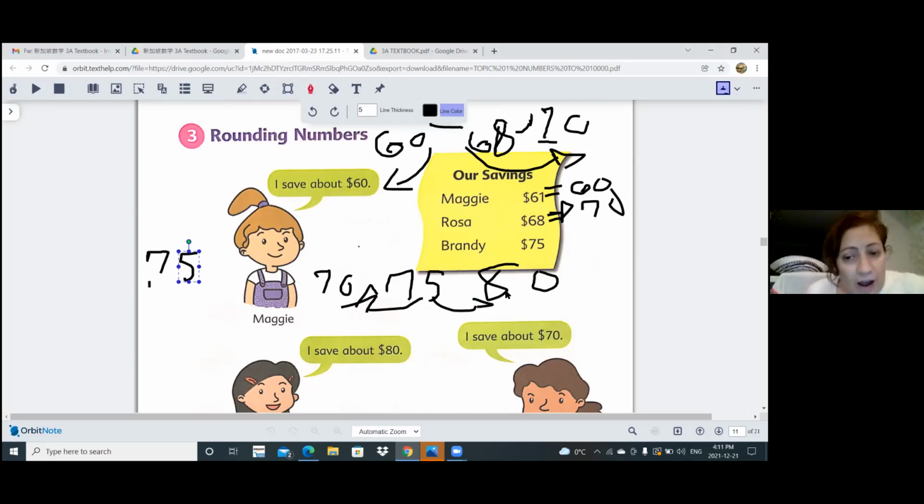So 75 would get rounded up to 80. So would 76. So would 77. So would 78. So would 79. And so would 80, right? They'd all get rounded up to 80.